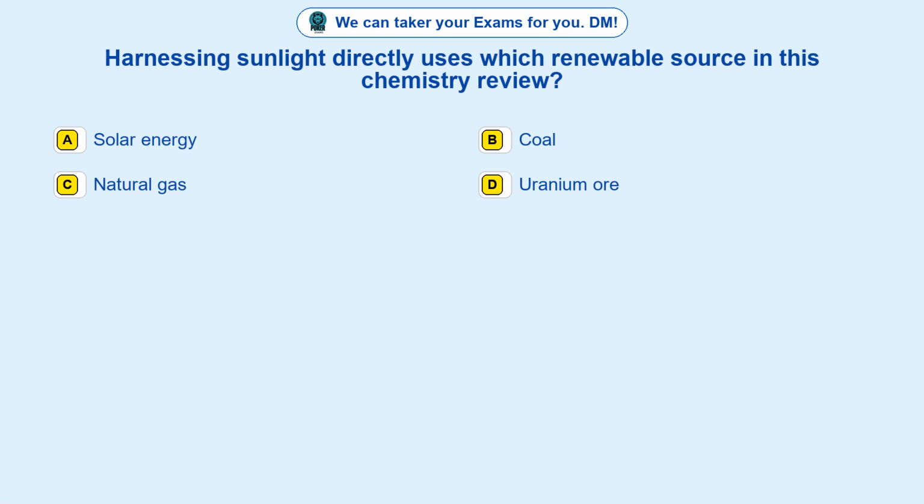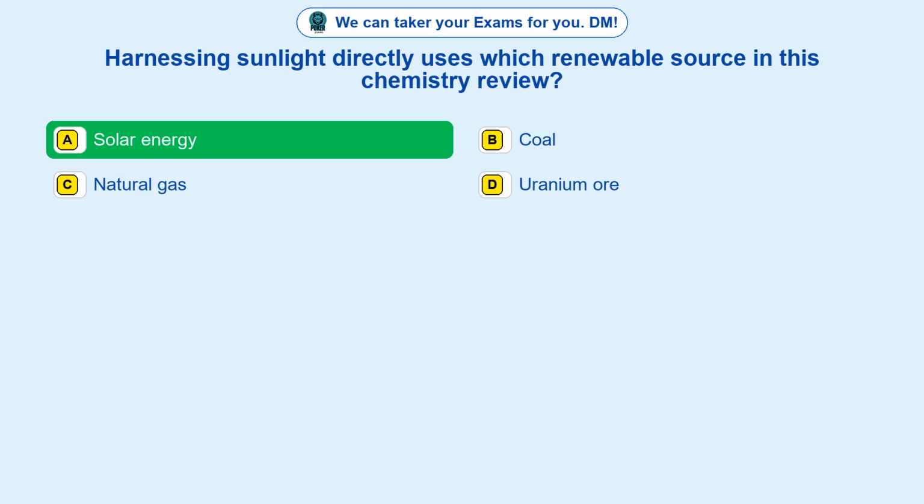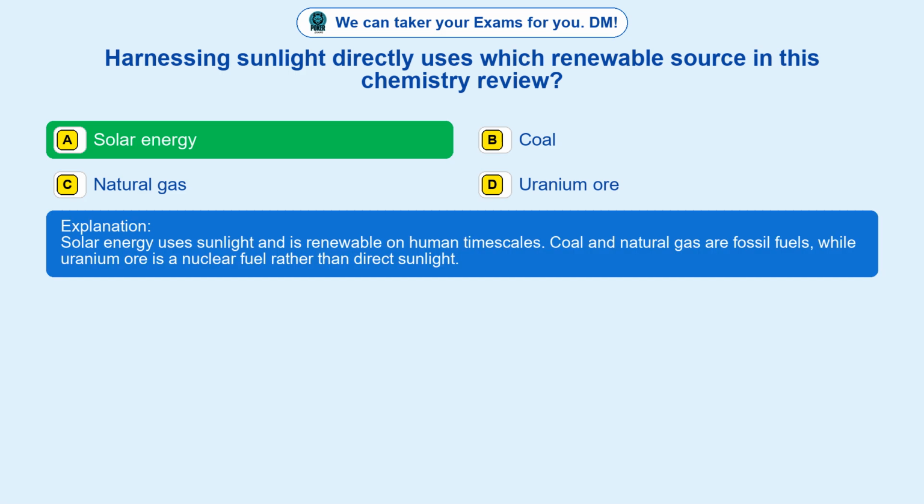Question 98. Harnessing sunlight directly uses which renewable source in this chemistry review? Option A, solar energy. Option B, coal. Option C, natural gas. Option D, uranium ore. The correct answer is option A, solar energy. Solar energy uses sunlight and is renewable on human time scales. Coal and natural gas are fossil fuels, while uranium ore is a nuclear fuel rather than direct sunlight.